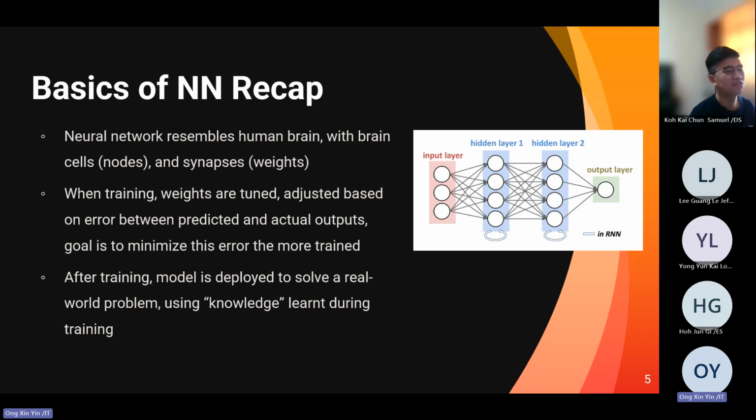Okay, so we'll start off with a recap on what neural networks are. Neural networks are like human brains, but instead of brain cells, we have nodes, which are these white circles that you see in the diagrams: input layer, hidden layers, and output layer. And instead of synapses, we also have weights, which are the lines connecting the nodes.